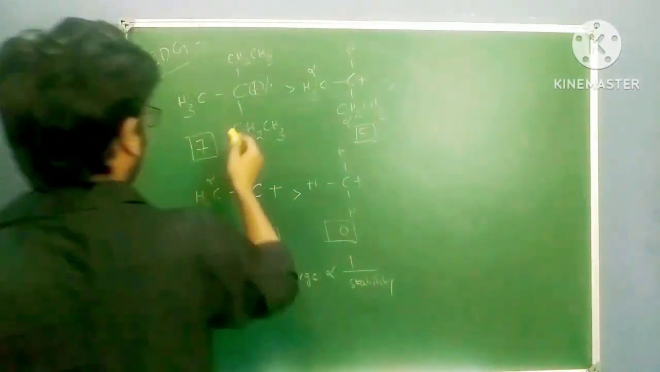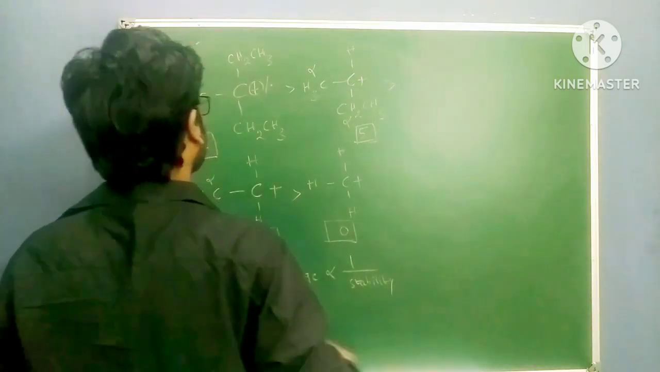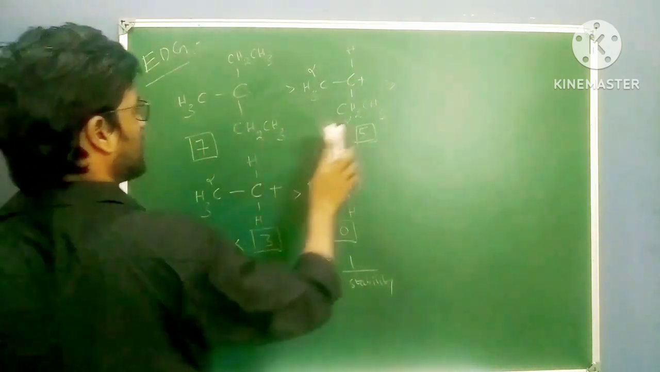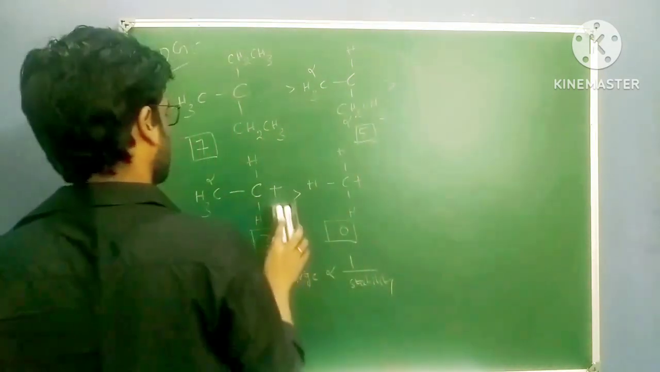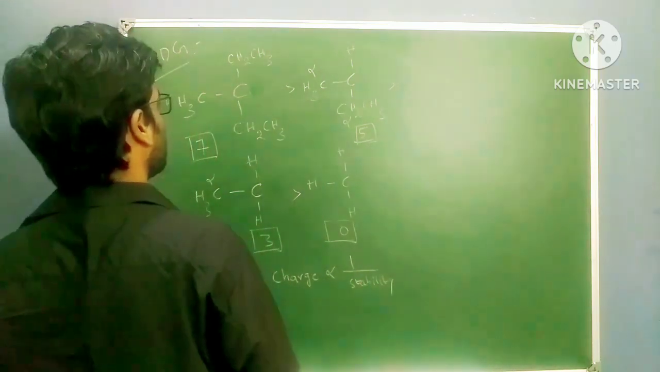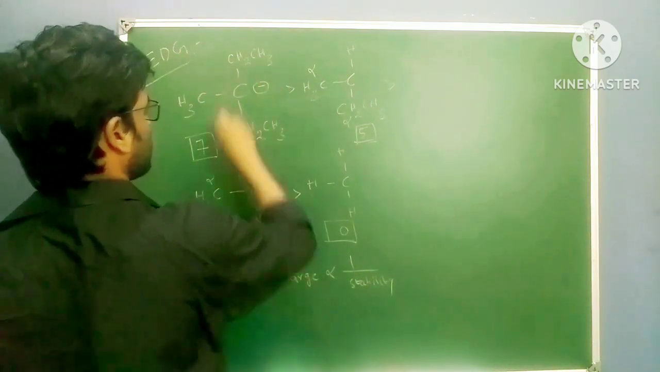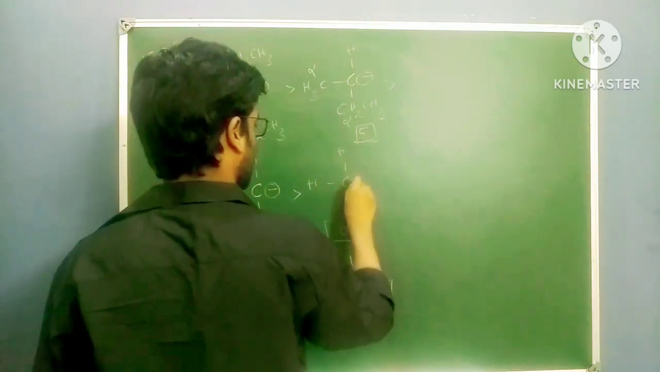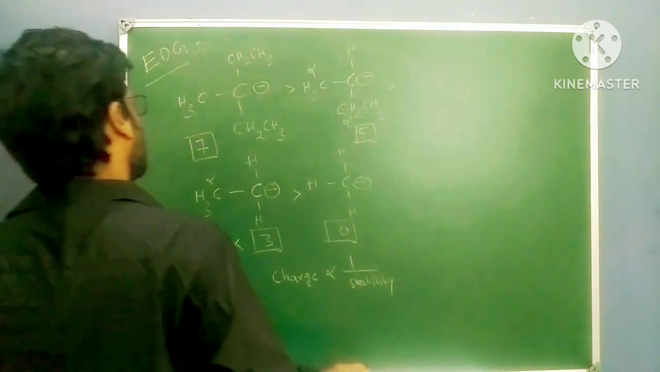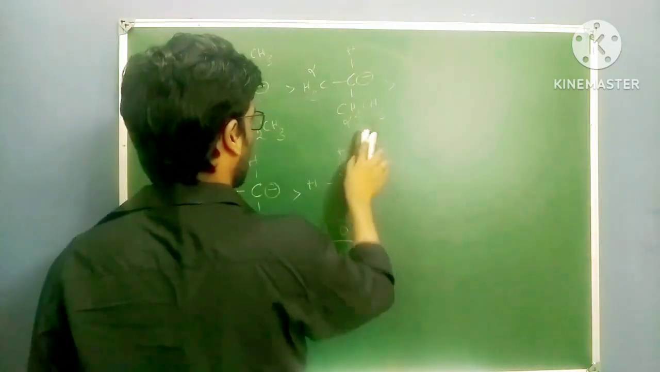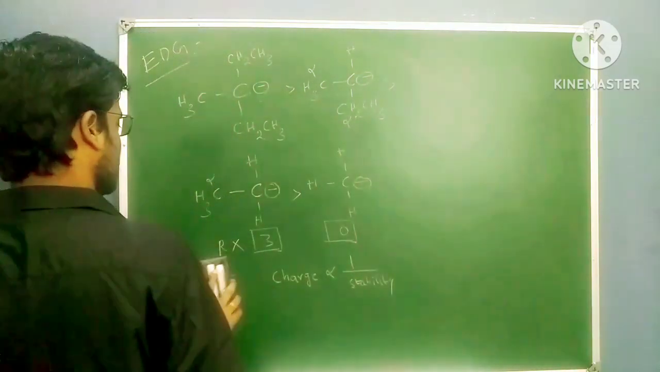Okay, so after carbocation, I'm replacing this carbocation here with carbanion. Dekho, here I'm replacing with carbanion. Now see, first of all, resonance is not there. Hyperconjugation is not there here. Why?